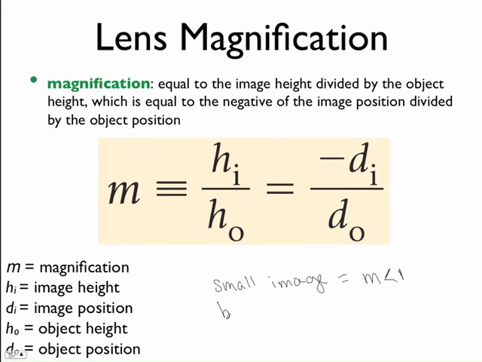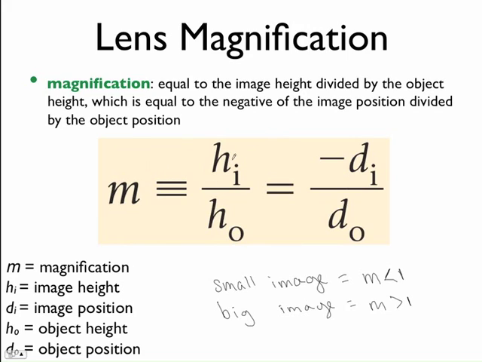Okay, if you have a big image, your magnification is going to be greater than 1. Okay, and that's what they're saying. This is like the definition. That's kind of what that triple equals means. I kind of think of it as like super equals.